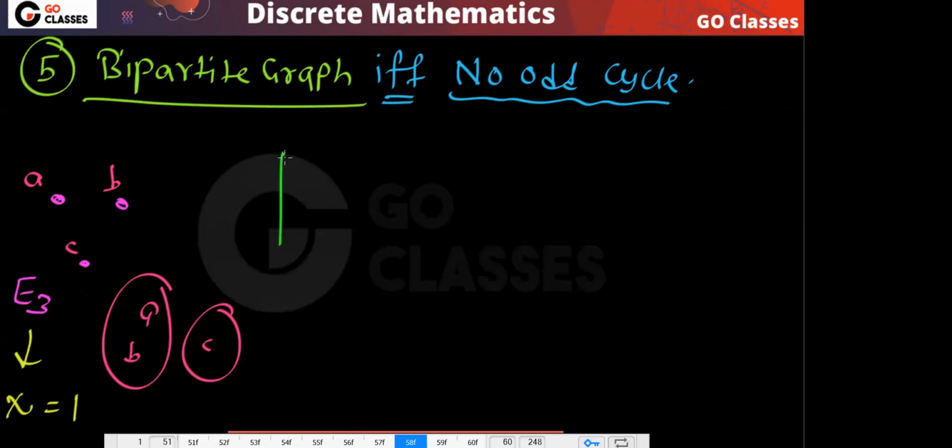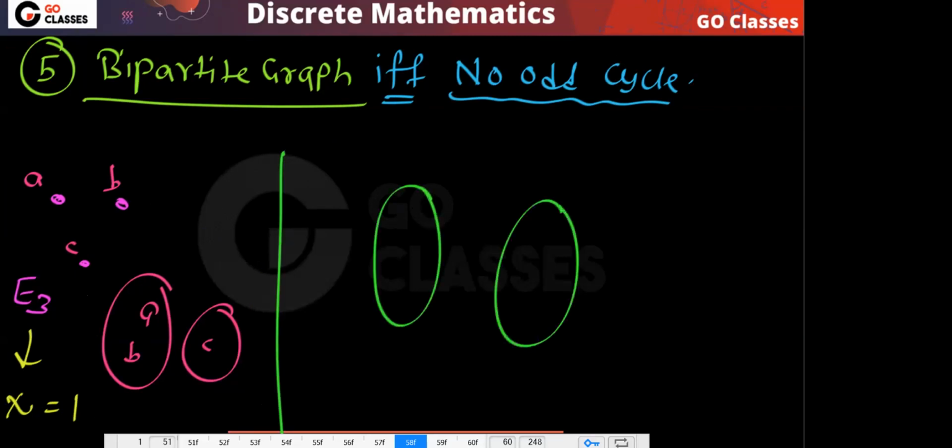Okay. So tell me, if I have this type of bipartite graph with at least one edge, then what will be the chromatic number? If I have at least one edge, then the chromatic number cannot be 1. Yes or no? The chromatic number cannot be 1. Now the chromatic number will be 2.